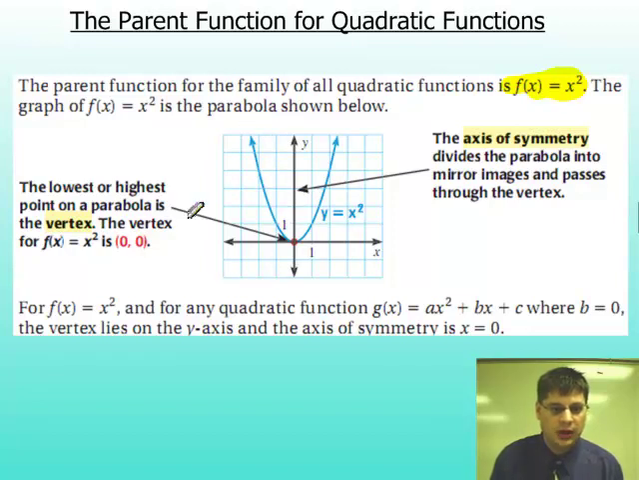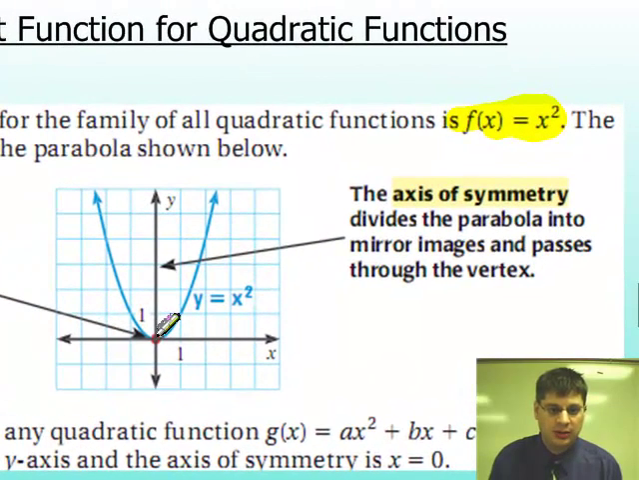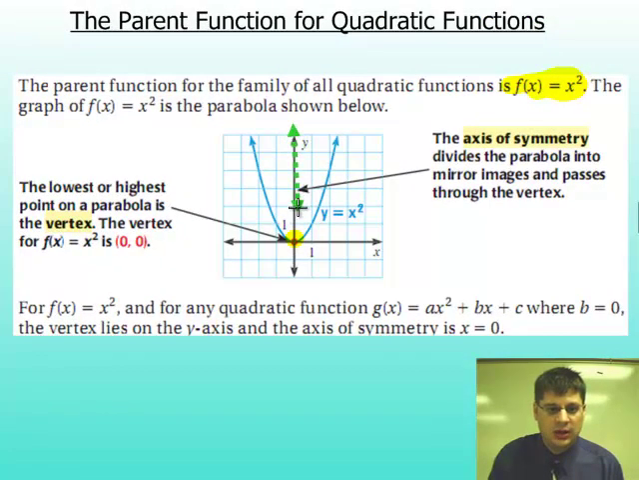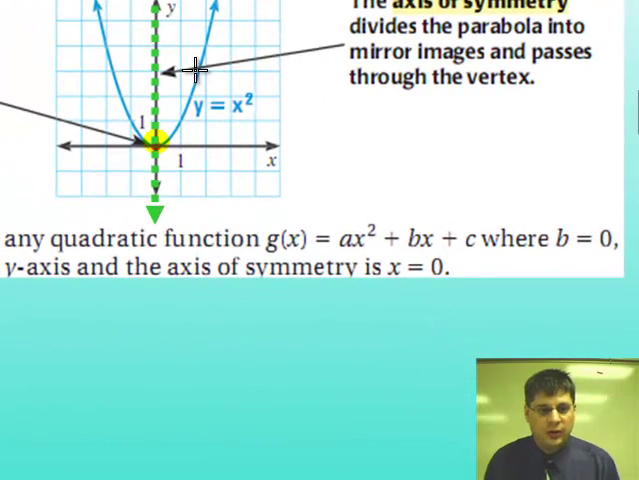the vertex, which is in this case the bottom of the U shape of the parabola, is located at (0, 0) on the parent function parabola. There's also another line known as the axis of symmetry. The axis of symmetry is an invisible line that cuts the parabola vertically in half, so that the left side is symmetrical to the right side. And we'll be using that.